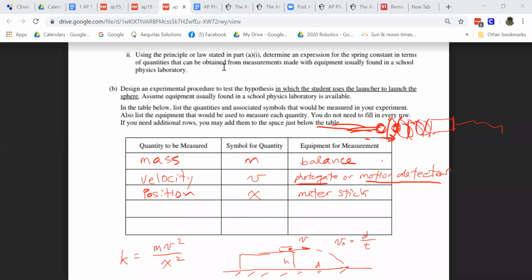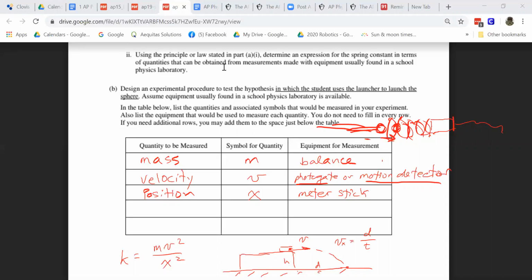Not d. Sorry, hold on. It should be h. No, I'm right. I was right. The distance, delta x over delta t, right? That's velocity in the x direction, so that's going to be d over t.